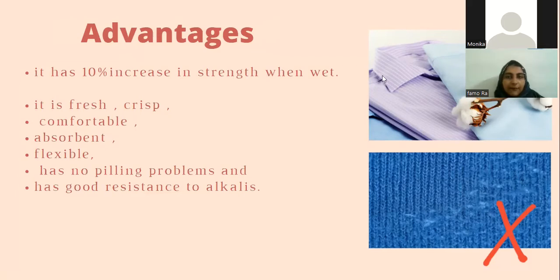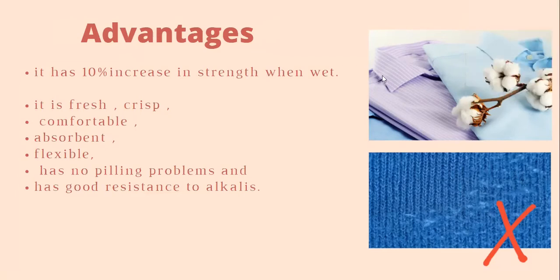Okay, compared to others, now it is fresh, it is crisp. Just think about cotton clothes. It is very fresh, it looks very crisp, it is comfortable, and the most important property is it has an absorbent quality, that is it absorbs a lot of moisture. So that is why it is a very good option in summers. Then it has no pilling problems.